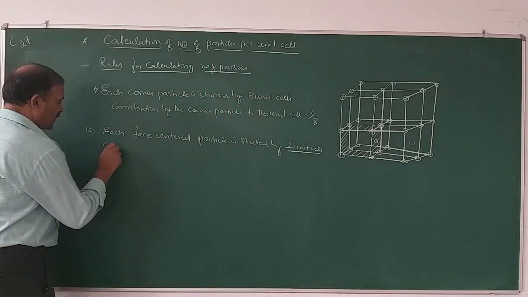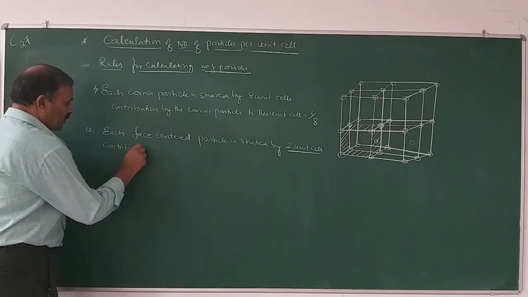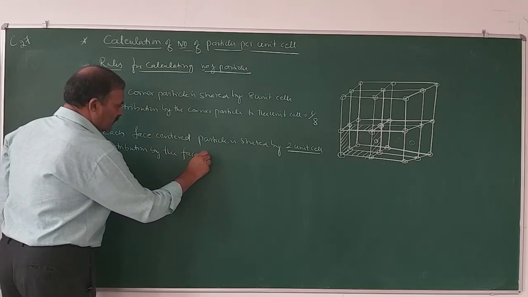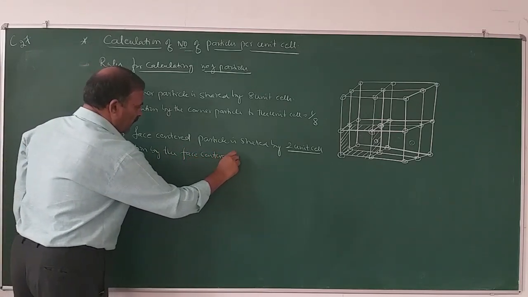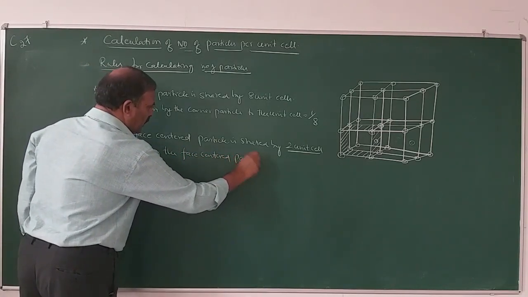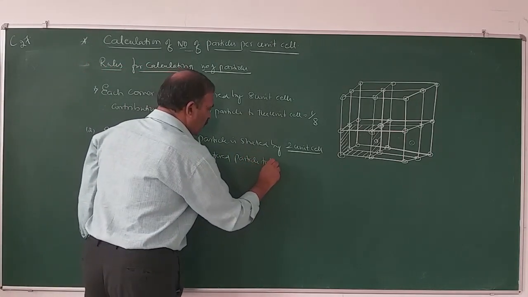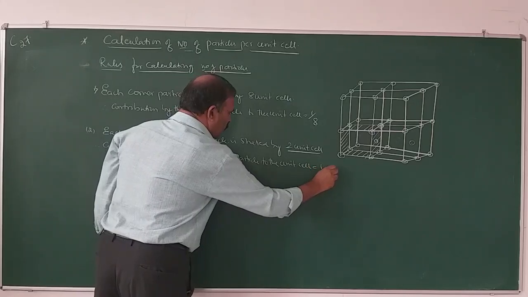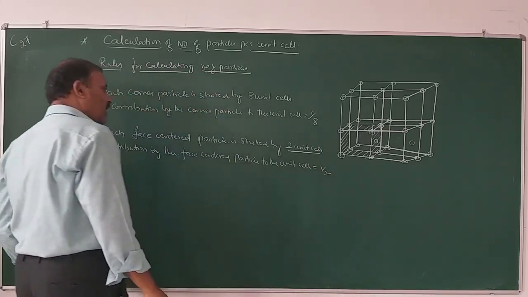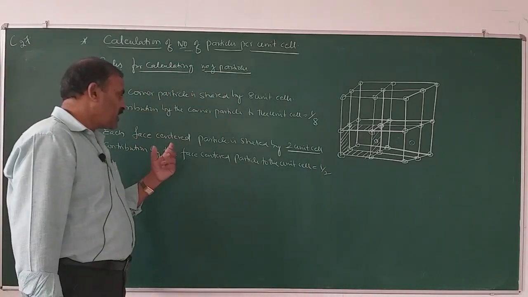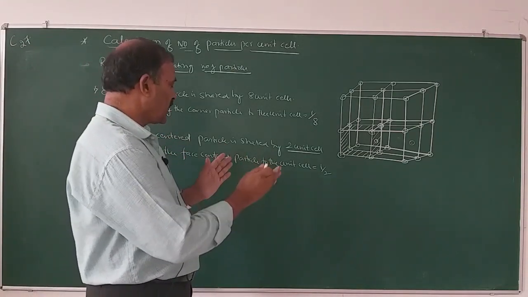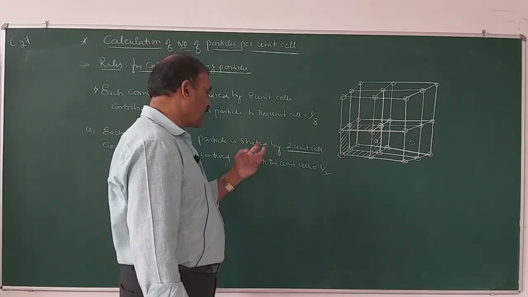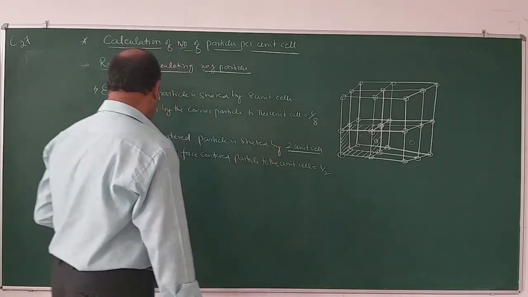Therefore, contribution by the face-centered particle to the unit cell is equal to 1 by 2, that is equals half. So each face-centered particle is shared by two unit cells. The part retained by the unit cell is half.